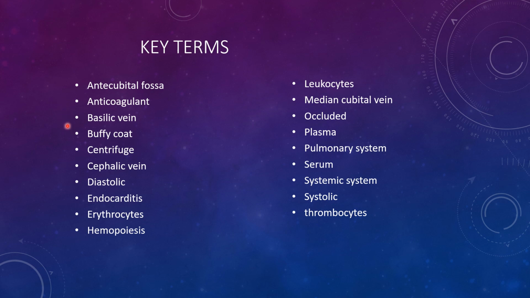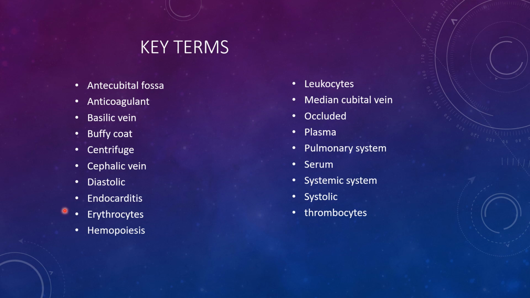As you can see, we have only mentioned two so far. This is your basilic and your cephalic. Actually, there are three of them, so you will know later on which is the other one. Next is diastolic. When you say diastolic, it is the blood pressure when the heart is at rest. Next is endocarditis. From the term itself, endocarditis is the infection of the inner membrane of the heart.